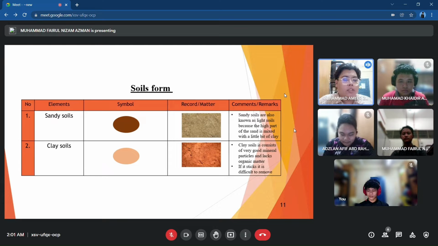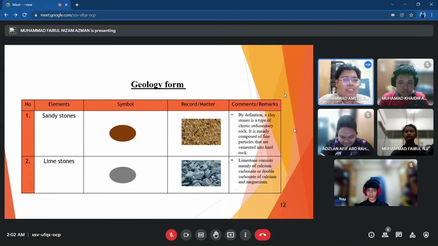Sandy soils are also known as light soil because the high part of the sand is mixed with a little bit of clay. And the second element is clay soil. Clay soil consists of very good minerals. It is thick and difficult to remove.